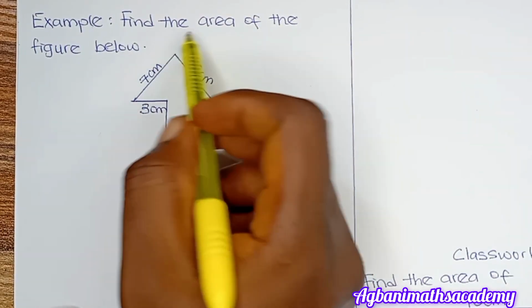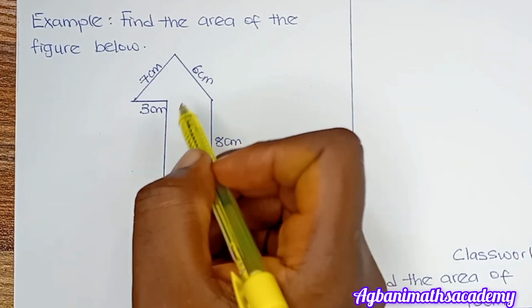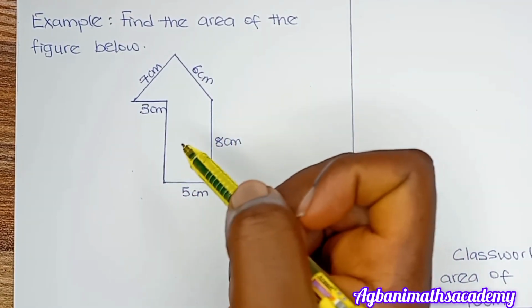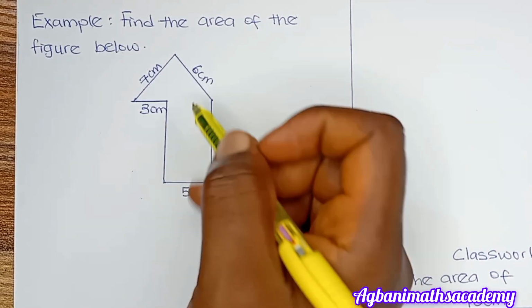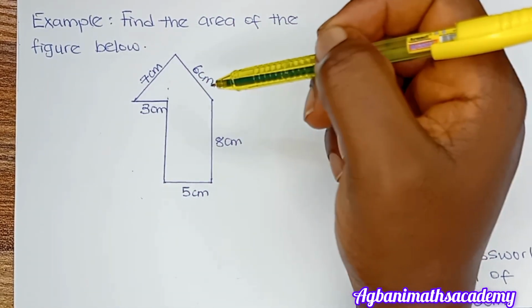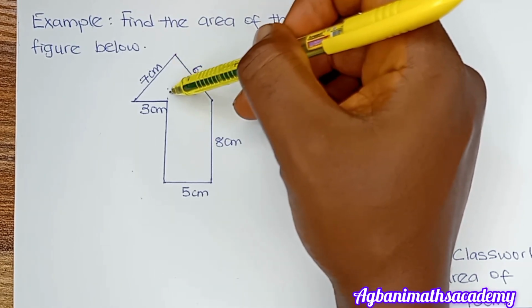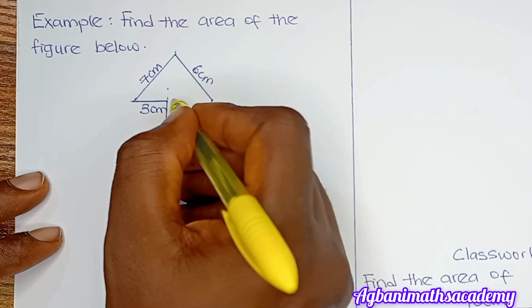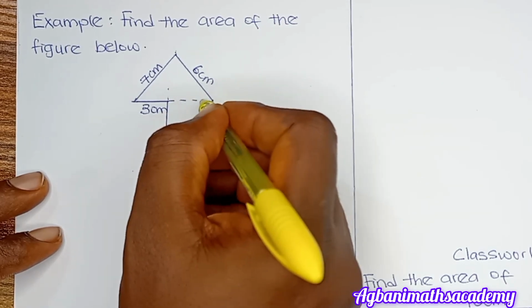So here we are told to find the area of the figure below. Just as we did in the first example, we need to split this composite plane shape into two regular plane shapes. So how are we going to split it? Are we going to split like this? No, it's not going to get to this point because it's a little bit shorter than here. So what we can simply do is divide it this way.